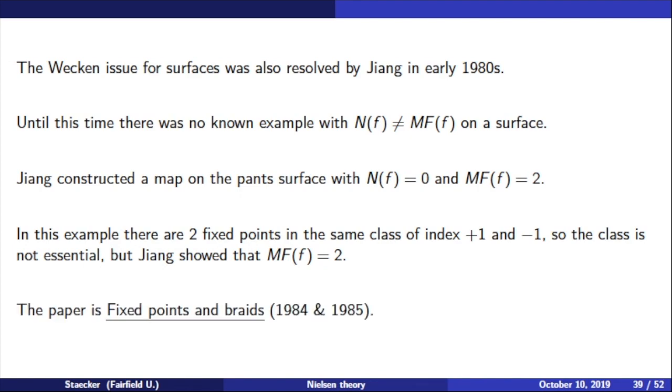It's strange. This paper is called Fixed Points and Braids. He proved this using braid theory, which nobody had tried to use in Nielsen theory before then, as far as I know. It was a good paper, two papers. Okay, that was my introduction to basic Nielsen theory.